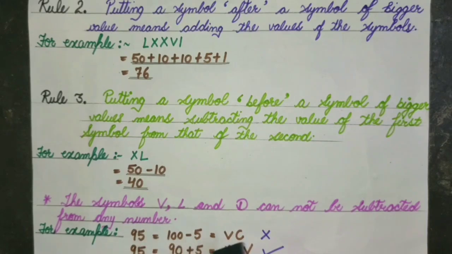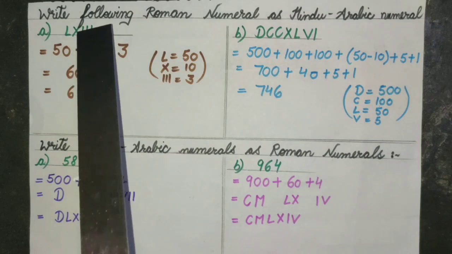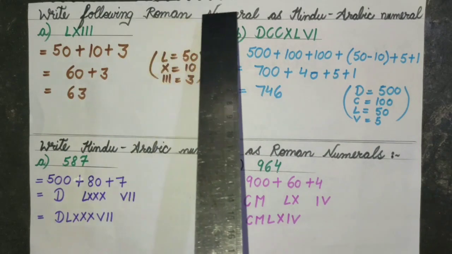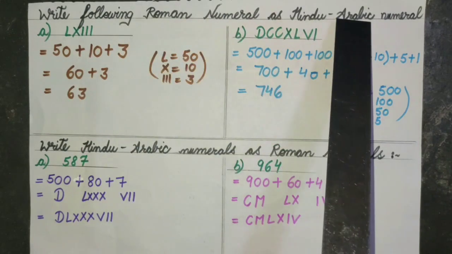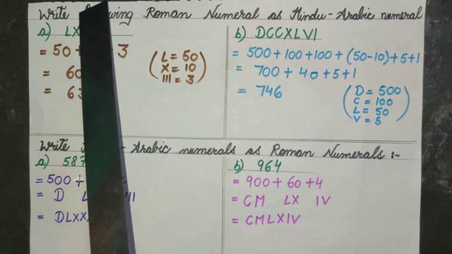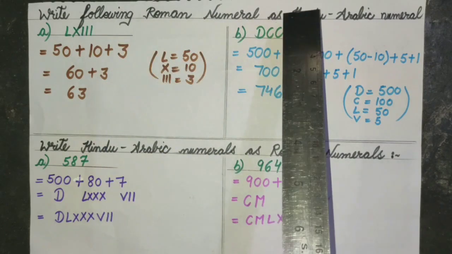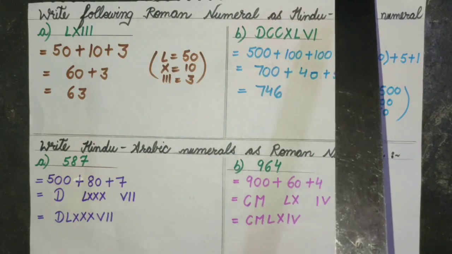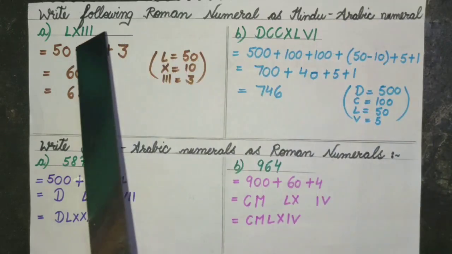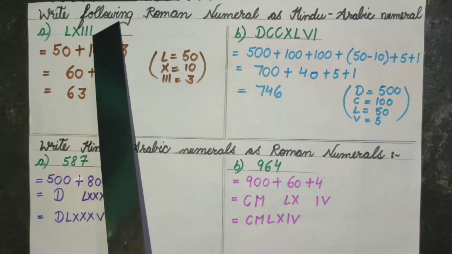I hope these three rules are clear to you. Now let's practice a few questions. Write the following Roman numerals as Hindu-Arabic numerals. It means we have to convert these Roman numerals into numbers as we use in the Indian system. Clear? A part is L, X, I.